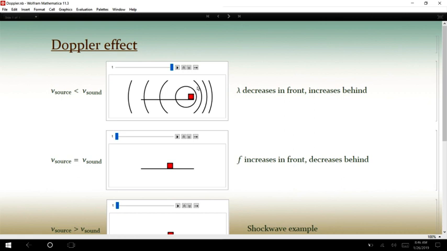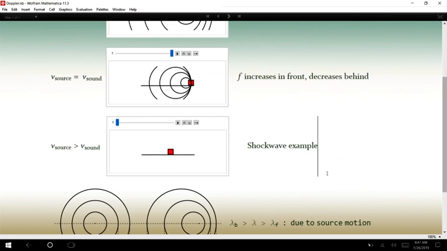Now, I could study the same phenomenon by making the source speed equal to the speed of sound. So in that case, something more interesting happens if I play this animation. Then you can see again the source is emitting sound, but very close to where the source is, the wavelength has pretty much disappeared, while the wavelength is much larger behind the source. All right. And we can do one more example where now the source speed is larger than the sound speed.